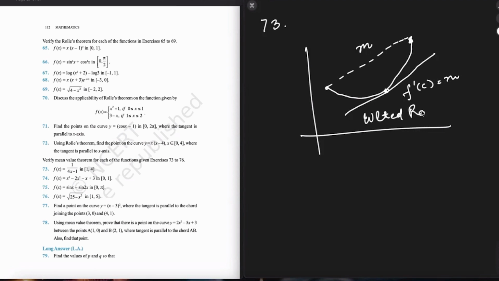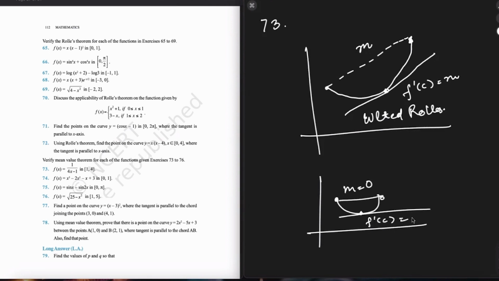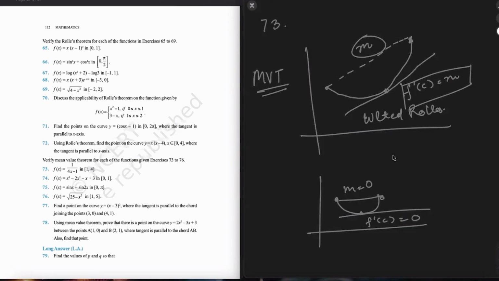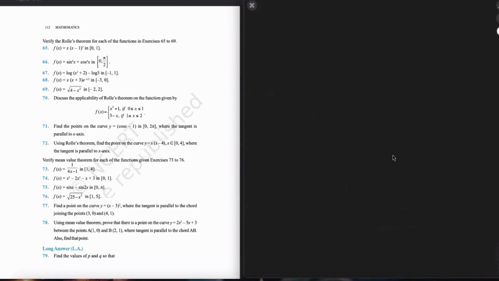Tilted Rolle's. Why? See, in Rolle's, these 2 points were there. The slope between these 2 points was m equal to 0, and f dash c was said to be equal to 0. Same thing happens here. You find the slope m for this, and there's at least one point such that f dash c is equal to m. So this is what is called the mean value theorem. So we have question number 73.